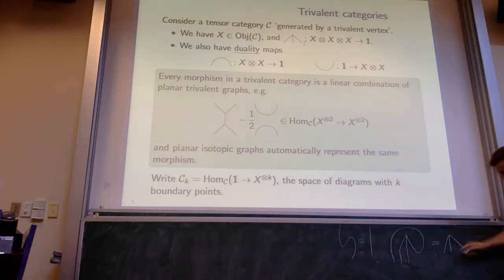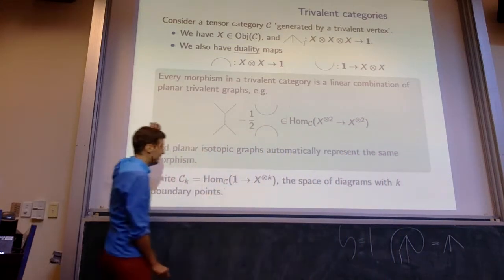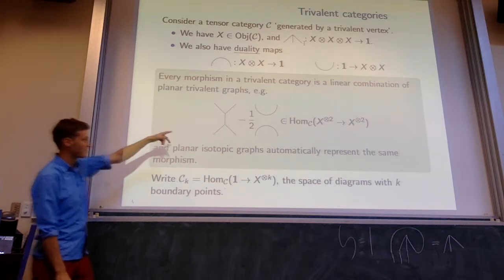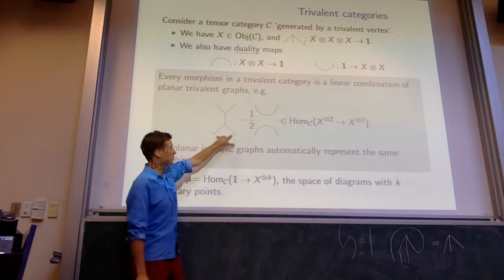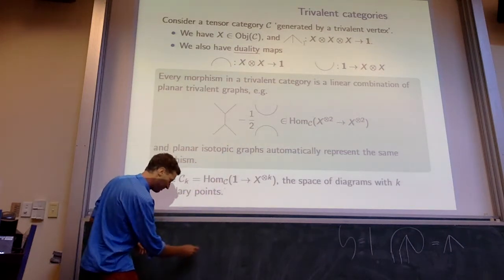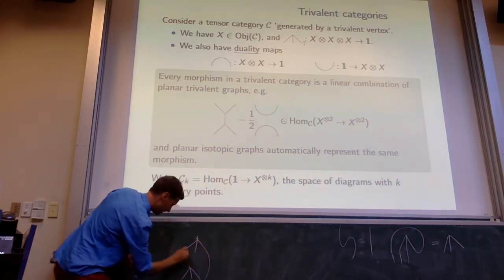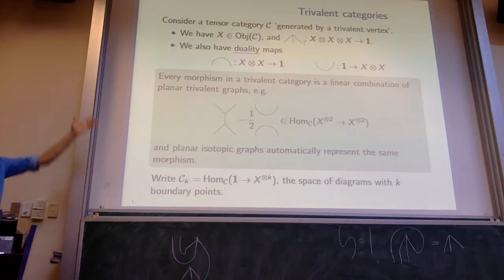So for example, when you rotate the trivalent vertex by one click, you're just back to the start. Okay, so every morphism in a trivalent category like this is a linear combination of planar trivalent graphs. So for example, I've got some guy here, which is some morphism from 2 points at the bottom to 2 points at the top, and you can build this guy out of the things that I gave you. Something like that. Okay? So that's a morphism generated by the tensor.